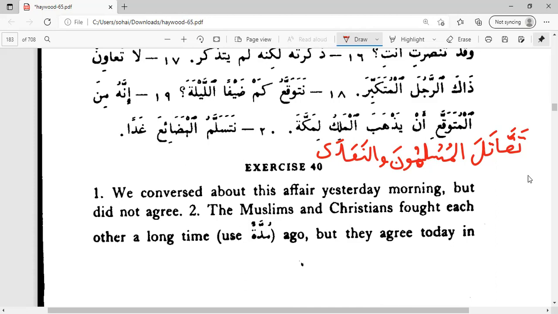So it says for a long time, so it's going to be limuddatin. Muddatin tawilin. Oh, sorry, it says long time ago. So how do you say ago? Before. Kana. No. Qabla. Qabla muddatin tawilatin. Yes. Lakin.